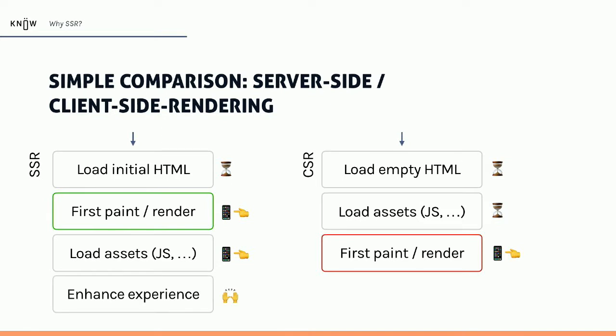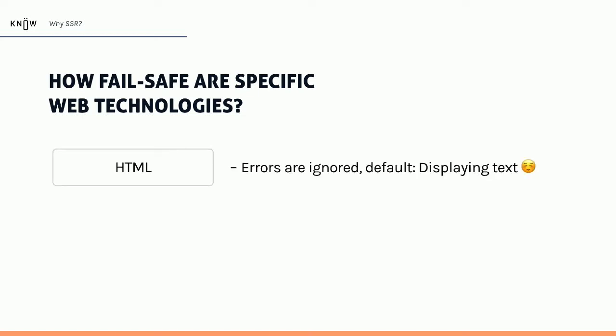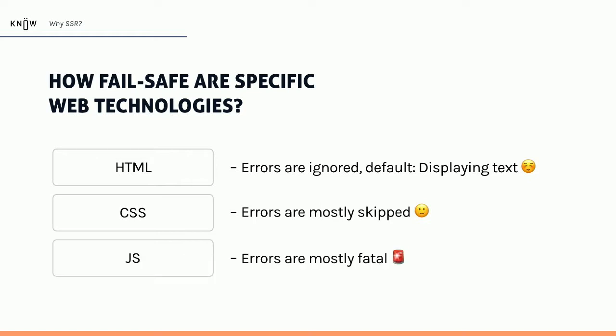And it's actually pretty impressive that so many people rely on client-side rendering when we look at how fail-safe the different web technologies are. So if you consider HTML, that's pretty fail-safe. It's just displaying text when it doesn't understand something. If you consider CSS, it has some weird quirks when it doesn't understand something, but it mostly works. If you consider JavaScript, if something doesn't work, the whole JavaScript breaks mostly.